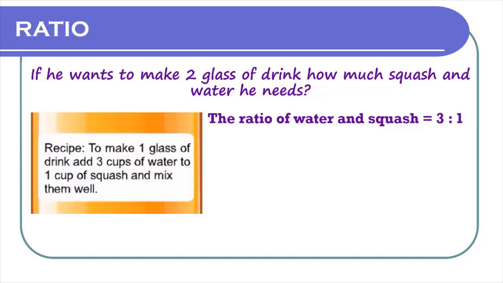So, if the daughter wants to make a drink, there are 2 persons, which means they have to make 2 glasses of drink. So how much squash and water do they need? We need to multiply the ratio by 2 because they want to make 2 glasses of drink. So they need 6 cups of water and 2 cups of squash.